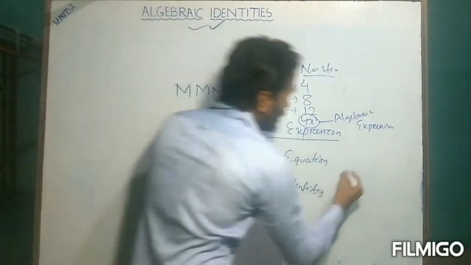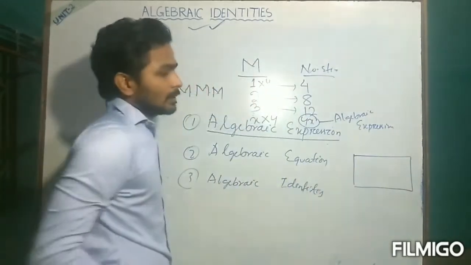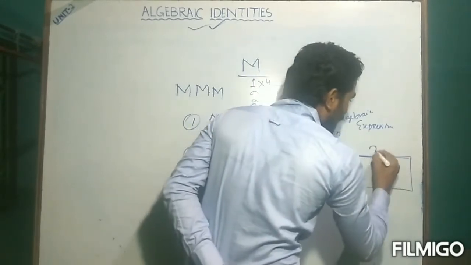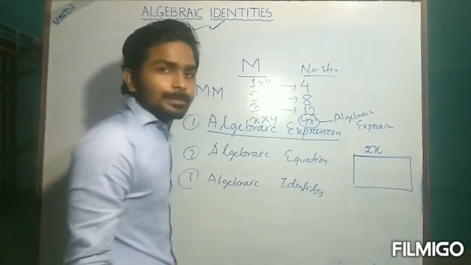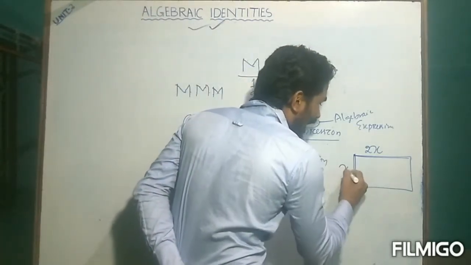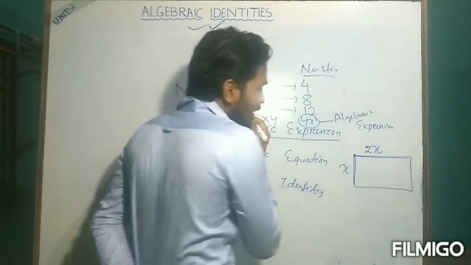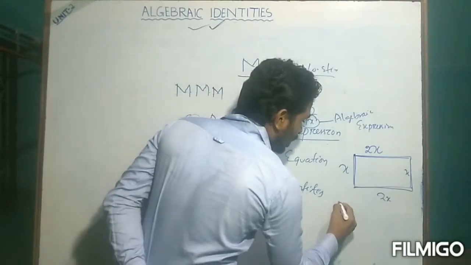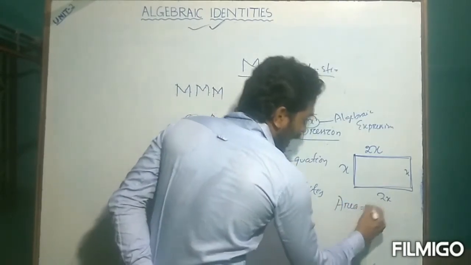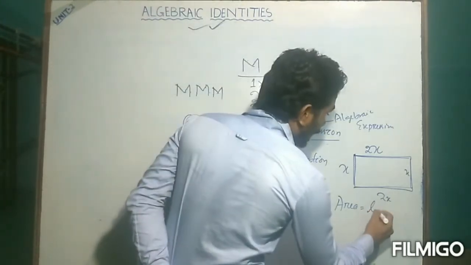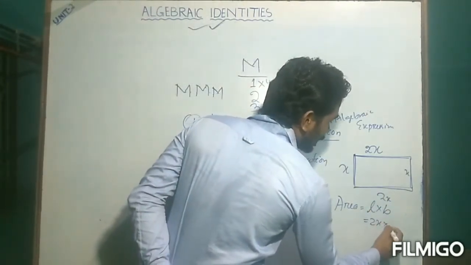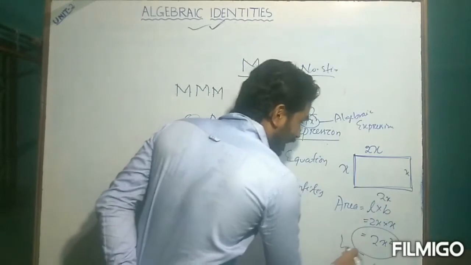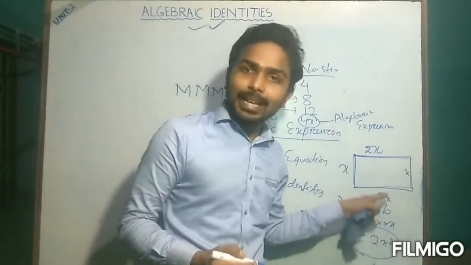You can take one more example. Suppose this is a rectangle. If its length is 2x and its breadth is x, then this side is also 2x, and this is also x. If the question asks us to find the area of the rectangle, we know the area will be length into breadth, that is 2x into x, which is 2 into x square. Now you will find another term, that is 2x square. This is an algebraic expression.